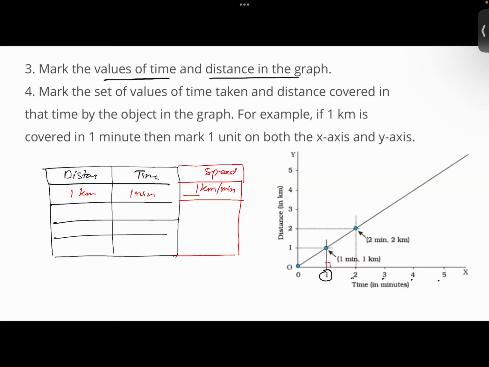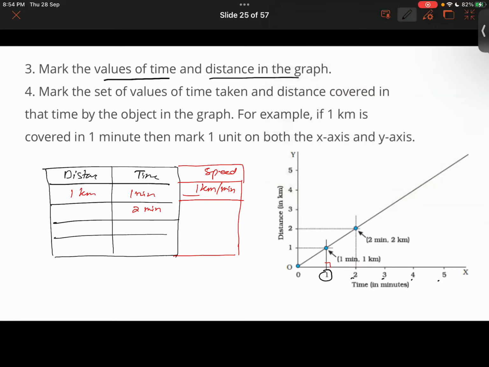Again, Chakrika, what would be the speed of the body at 2 minutes? Just tell me, at 2 minutes, how much distance was traveled by the body? 2 kilometers. Yes. And Sundus, you tell me, if the distance traveled by the body was 2 kilometers in 2 minutes, then what would be the speed?